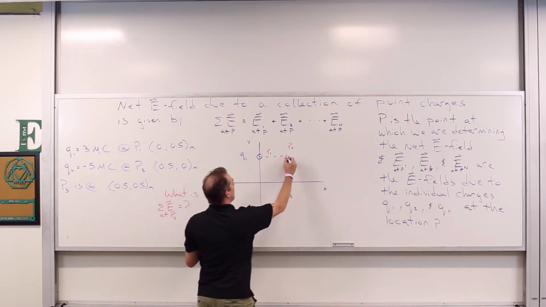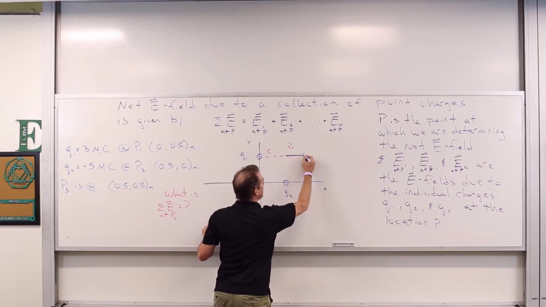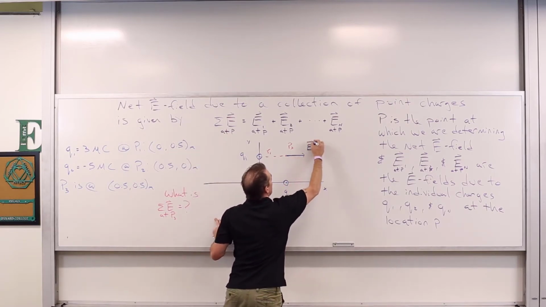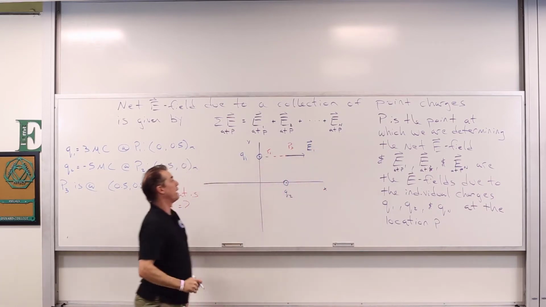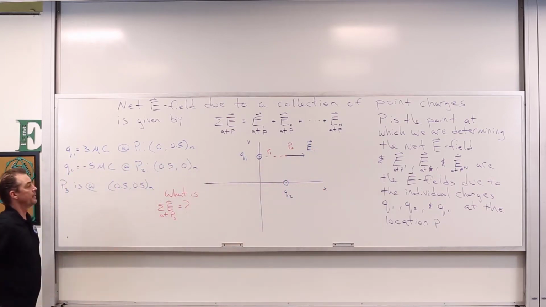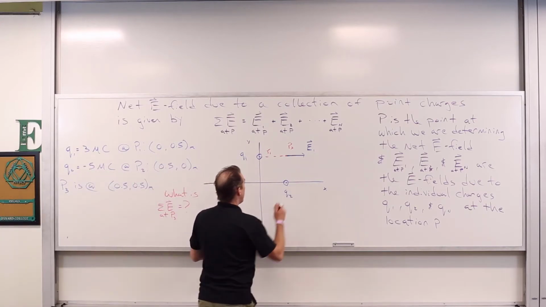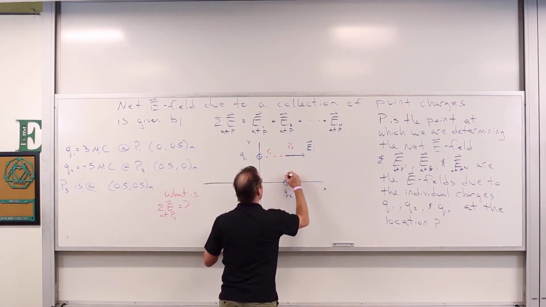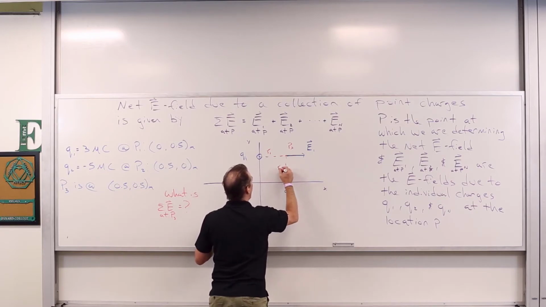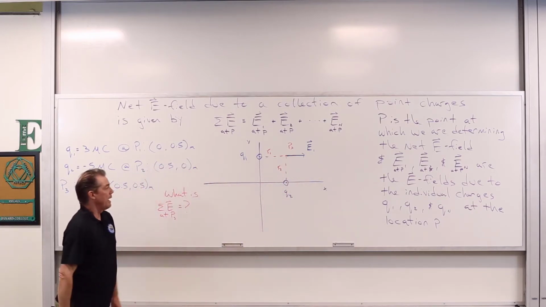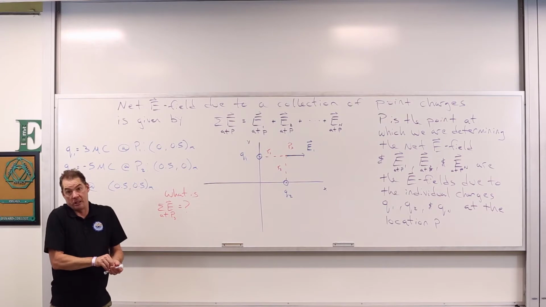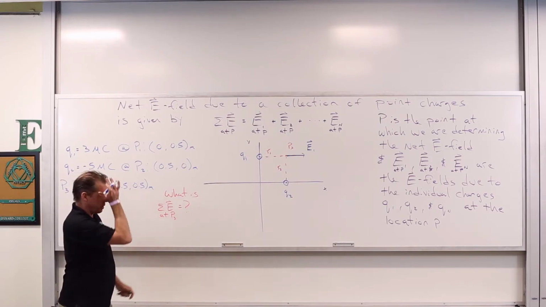Radially outward from positive, right? So we have this E hat 1 at this point P3. Great. Well, we've also got this charge Q2. It is some radial distance away, you could say R2 from P3, and it produces an electric field just as well at the position P3.